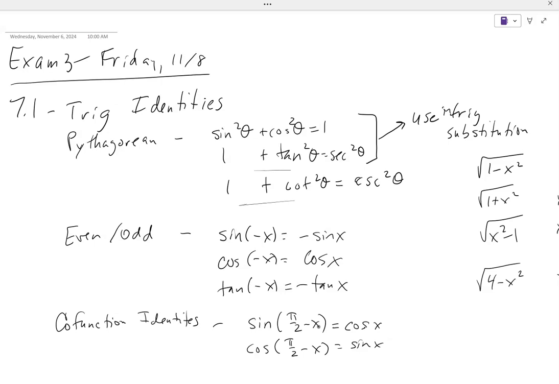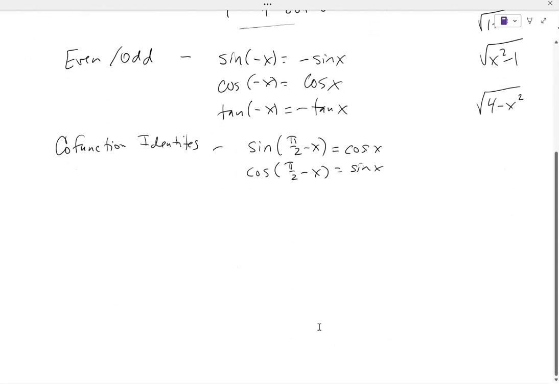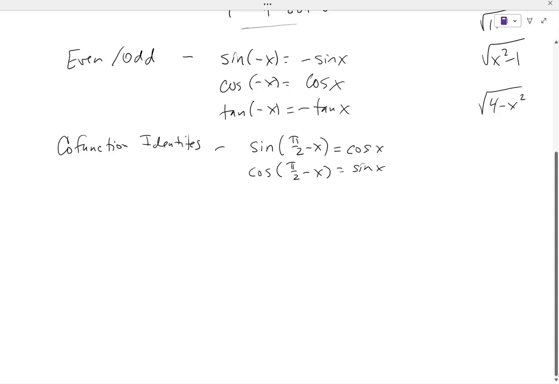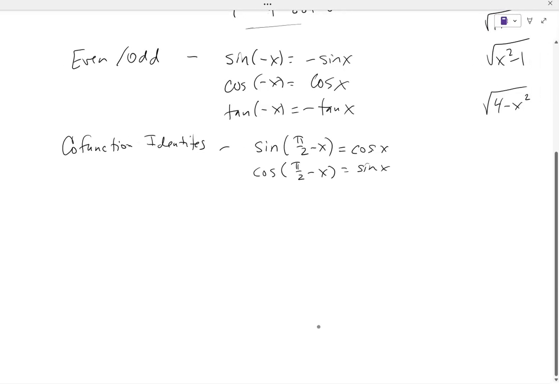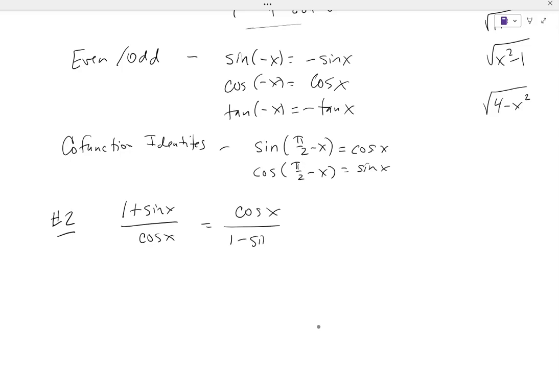They also talk about those ratio identities, basically being able to rewrite everything in terms of sines and cosines. So just to remind, let's say we do one of these. It's on your review sheet, and I'll leave the other ones for you for the practice. So let's look at number 2 there. You've got 1 plus sine x over cosine x equals cosine x over 1 minus sine x.